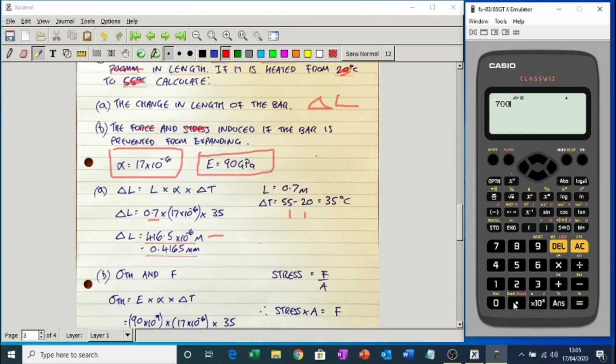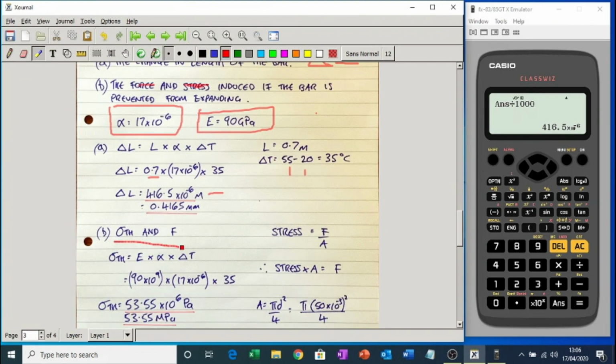So 700 times 17 to the minus 6 times 35 gives 0.4165 of a millimeter, and if I divide that by 1,000, that will get me into meters. So it's 0.4 of a mil, which is not really much to worry about, I suppose, unless you're NASA. So that's the change in length of the bar. Now we need to look at the thermal stress and the force.